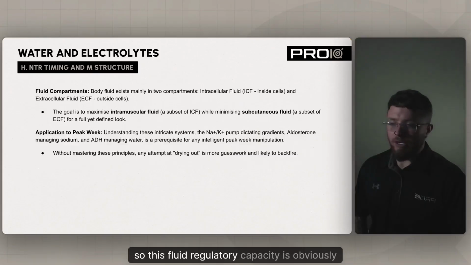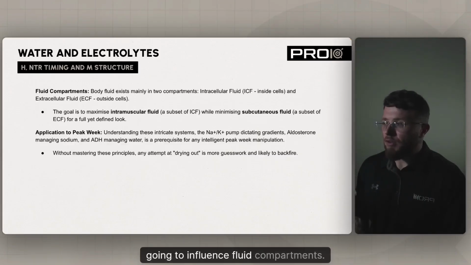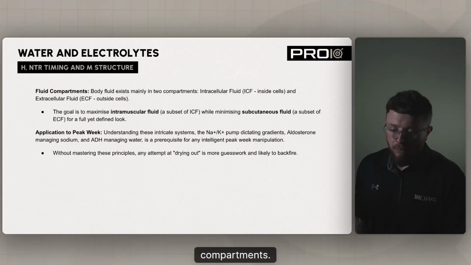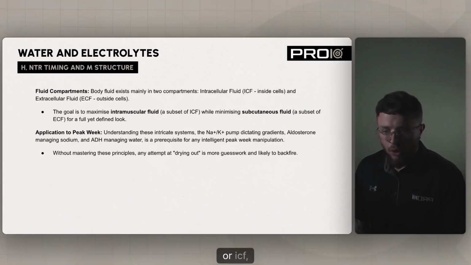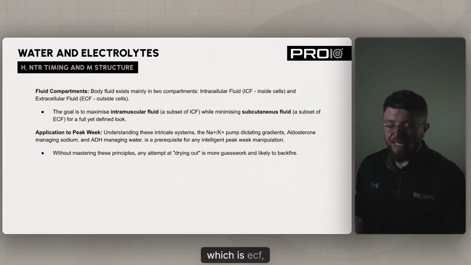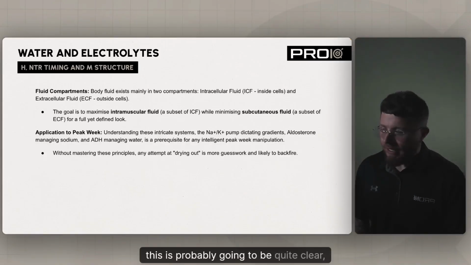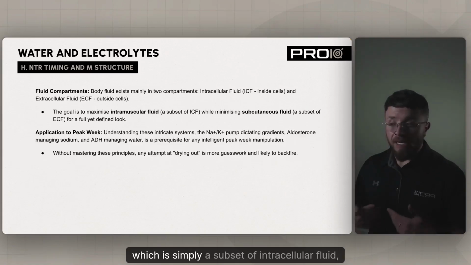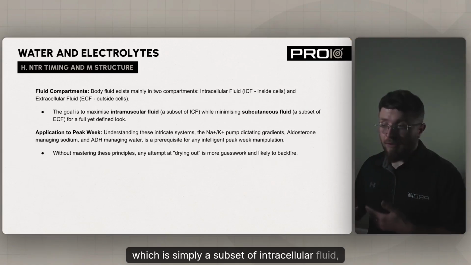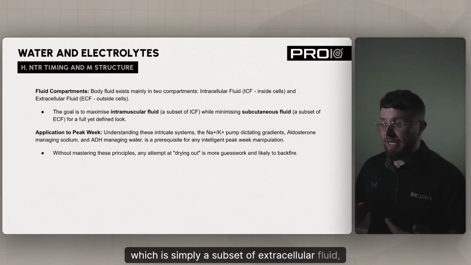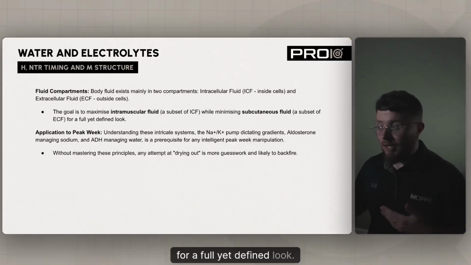This fluid regulatory capacity is obviously going to influence the fluid compartments, and body fluids consistently exist mainly in two compartments. One is intracellular fluid, or ICF, otherwise known as inside cells, and one is extracellular fluid, which is ECF, or outside cells. For us, this is probably quite clear, not news to anyone. The goal is to maximize intramuscular fluid, which is simply a subset of intracellular fluid, while minimizing subcutaneous fluid, which is simply a subset of extracellular fluid.